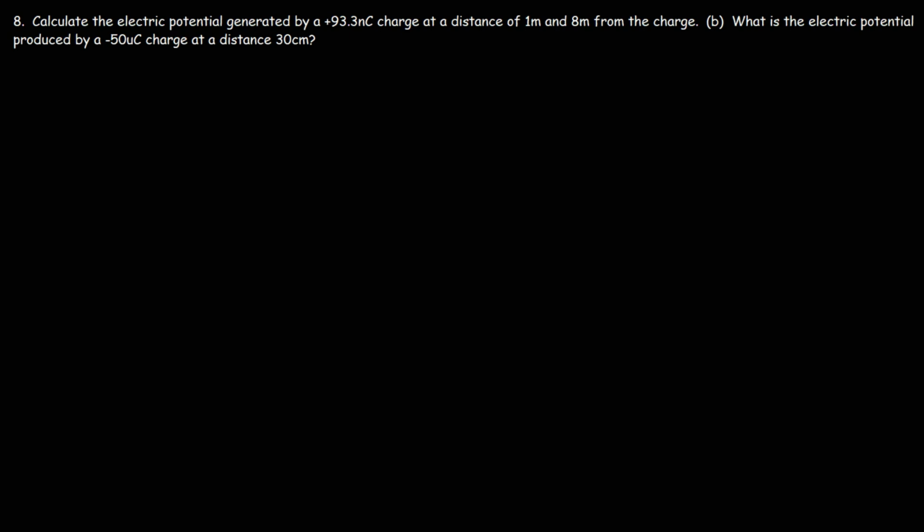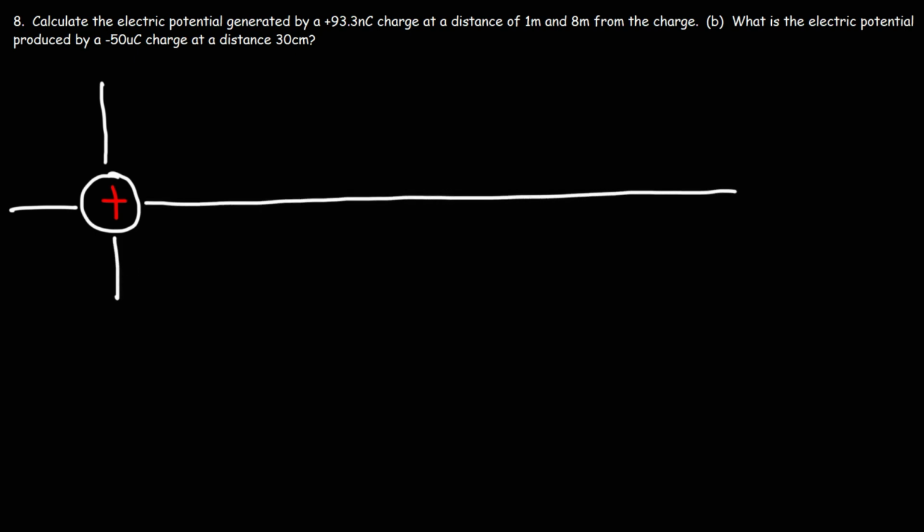Number 8, calculate the electric potential generated by a 93.3 nanocoulomb charge at a distance of 1 meter and 8 meters from the charge. So let's draw a picture. Let's start with a positive charge. And at a distance of 1 meter, we want to calculate the electric potential that it generates. And also at a distance of 8 meters. So what I'm going to do is put this charge at the origin. So let's say this is a distance of 1 meter.